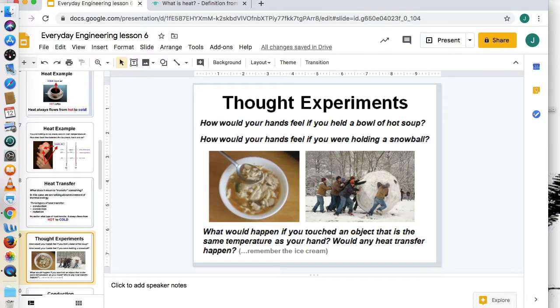So here's another thought experiment that I'll read out loud, and then I'll give you a couple seconds, or you can pause to think about. How would your hands feel if you held a bowl of hot soup? How would your hands feel if you were holding a snowball? And then remember, what would happen if you touched an object that is the same temperature as your hand? Would any heat transfer happen? Remember the ice cream.